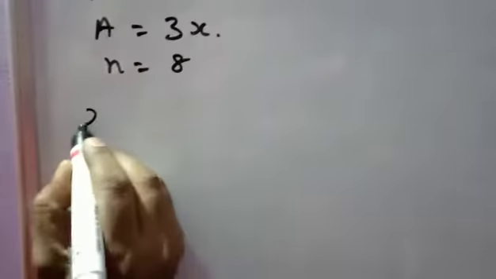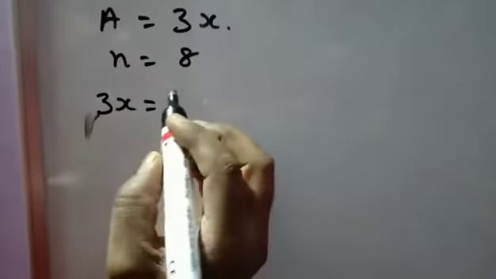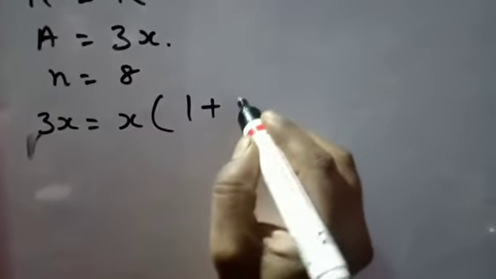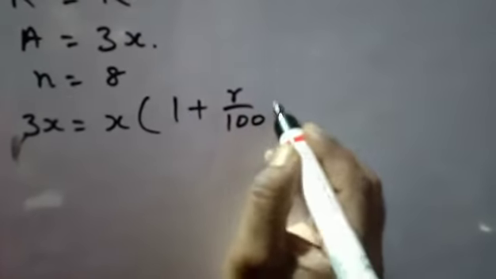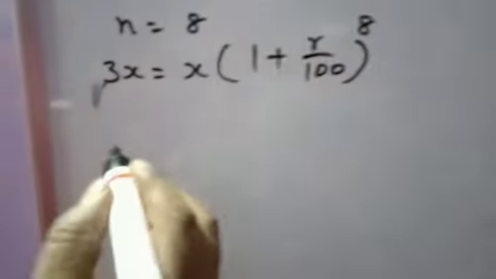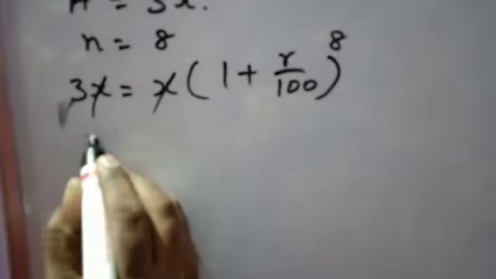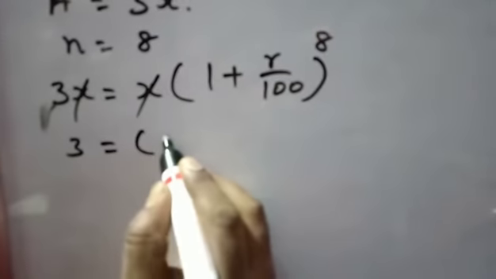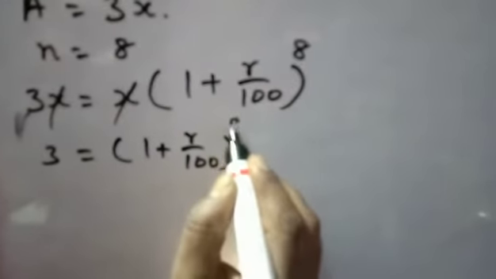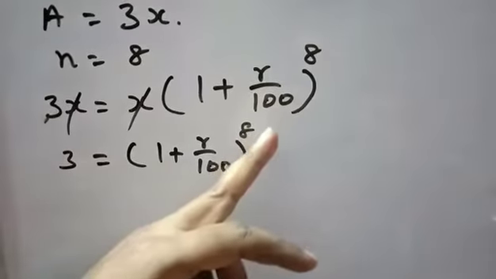So we can take 3x, amount 3x equal to principal x into (1 plus r by 100) power 8. So x we can cancel. So we have 3 equal to (1 plus r by 100) power 8. So we need to remove this power 8.